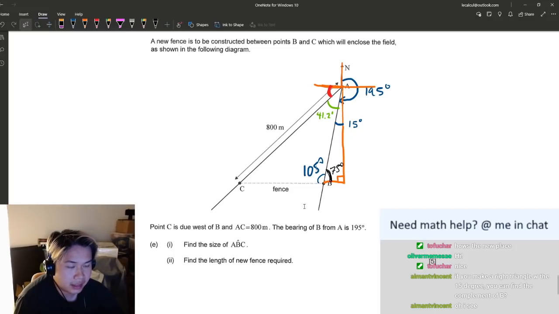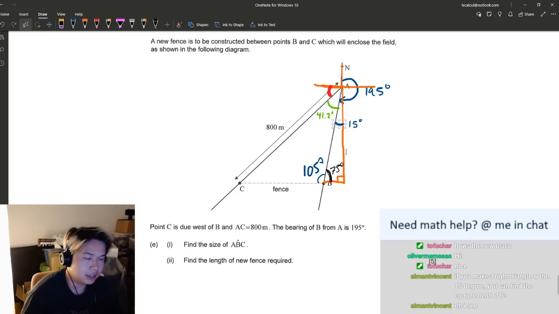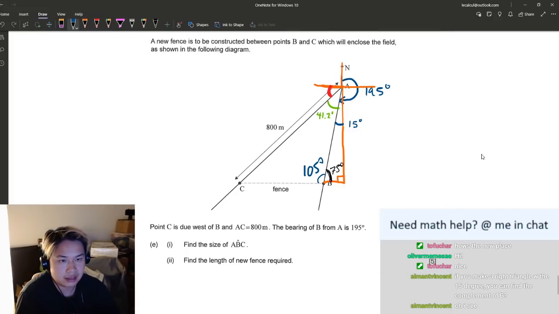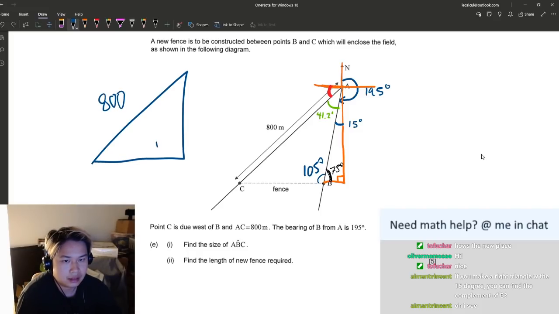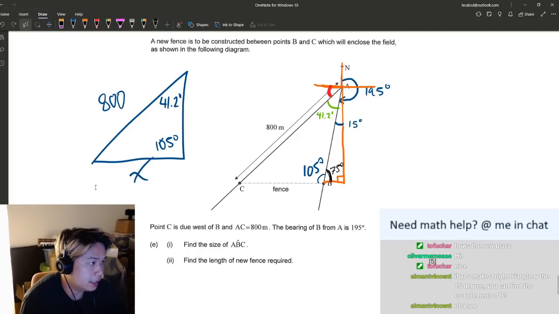Okay, find the length of the new fence required. So they want us to find this length. Easy enough to do if you just ignore all of the diagrams and you focus on what's in the triangle. It's another sine law. This is 800. This is 105. This is, after you convert it to degrees from earlier, 41.2, and then we want to find the fence, which I guess I'll call x.